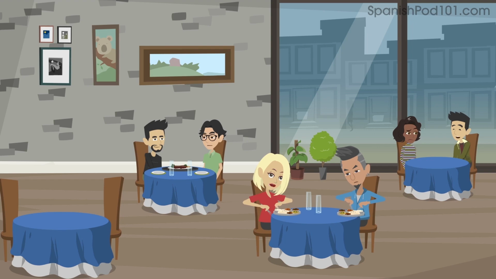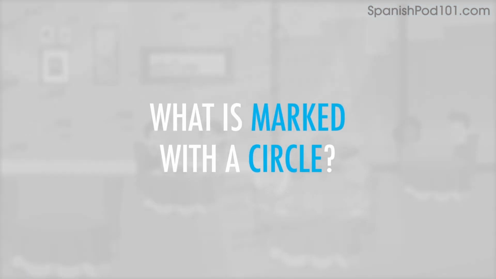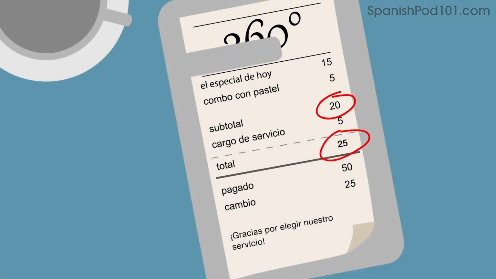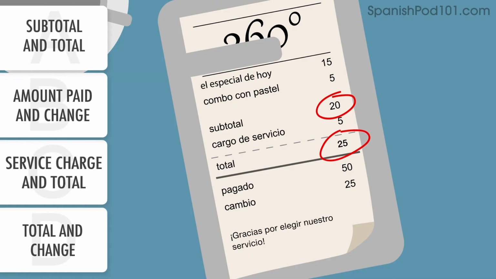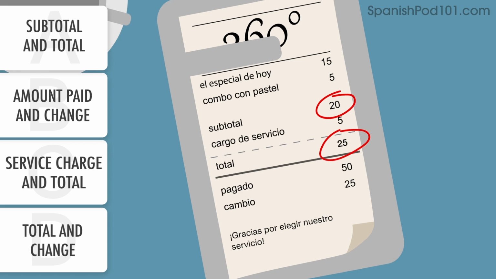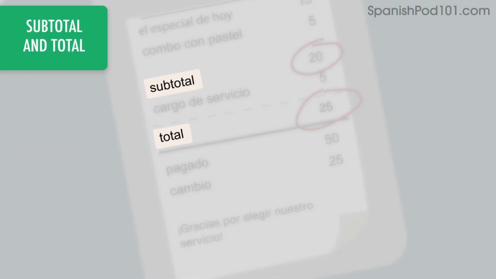You just had lunch, paid and received your receipt. What is marked with a circle? The circled parts of the receipt tell you the subtotal and the total.